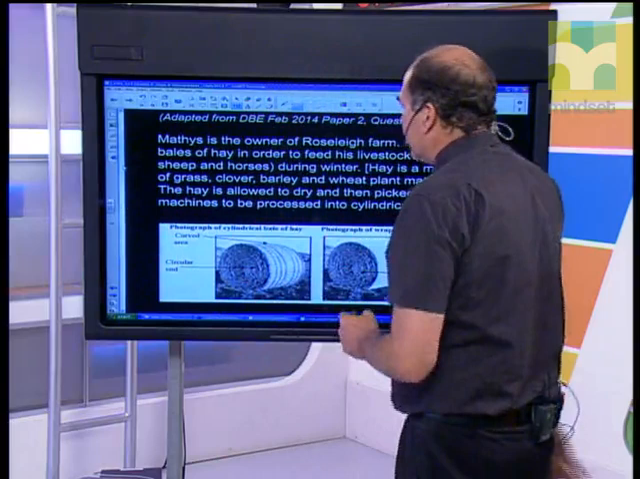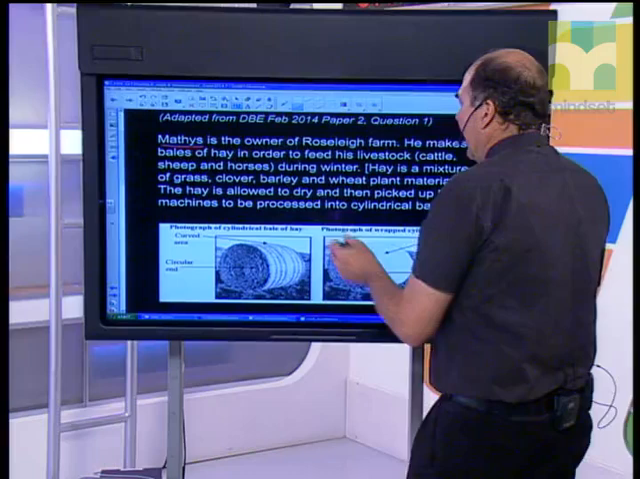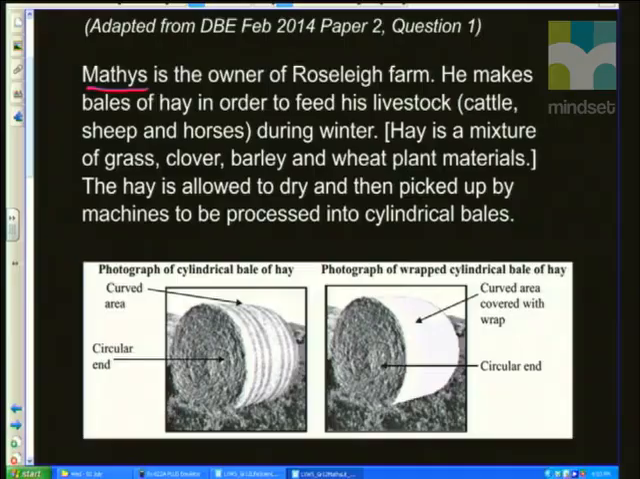Okay, so Mateus is the owner of Rosalie Farm, and he has cattle, and he also makes hay. It tells you what hay is.